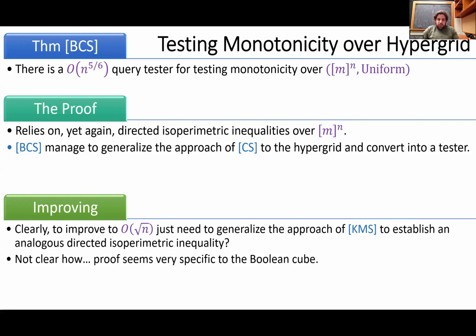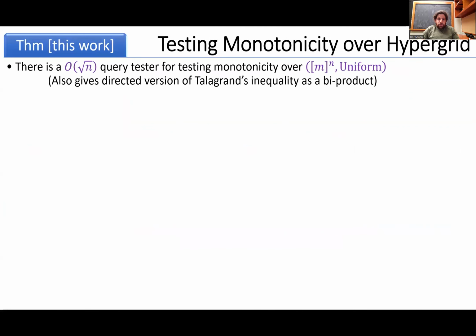So I'm not going to say that, but nevertheless, I'm going to tell you that in this work, we do manage to get a square root of n query complexity tester for the uniform hypergrid. And in fact, you can do any product measure as you like. And as a byproduct, we also get directed versions of isoperimetric inequalities in the style of Talagrand.